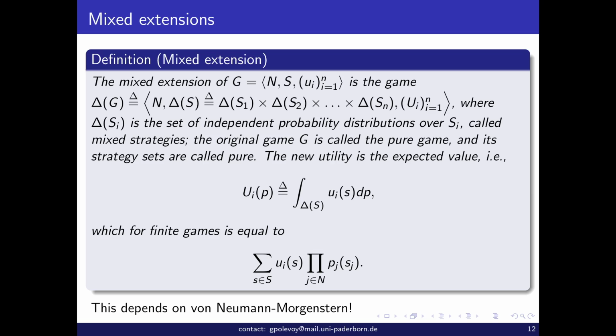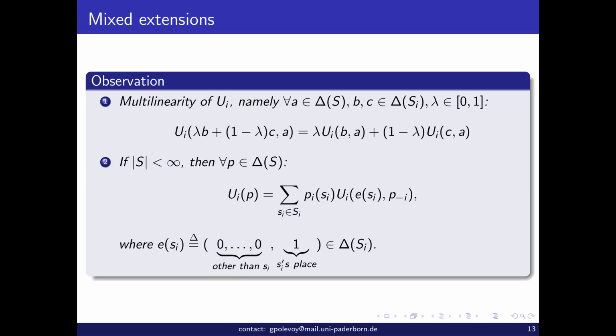And as I said, it depends on von Neumann-Morgenstern assumptions, because that's what gives us the theorem, which allows us to assume that the expectation of the utility functions will give us the utility function, which represents the expectations on lotteries. And then, having defined this mixed extension, let us make simple observations.